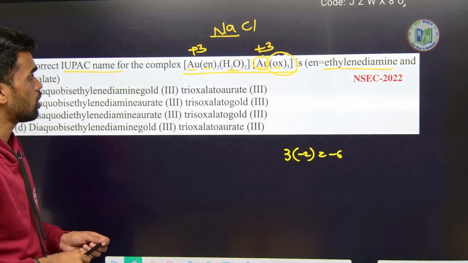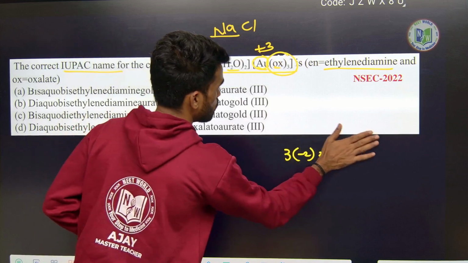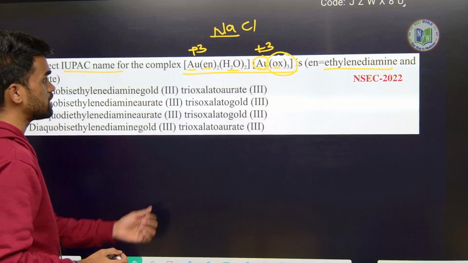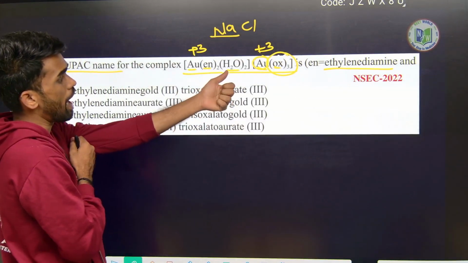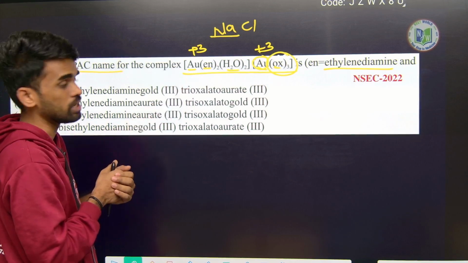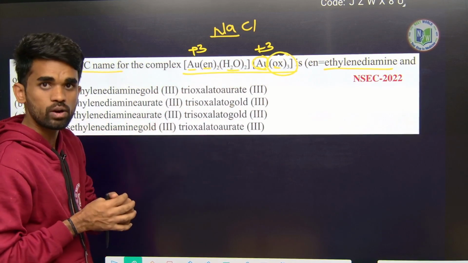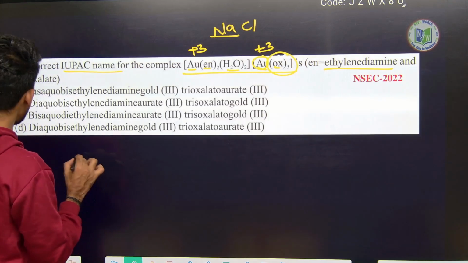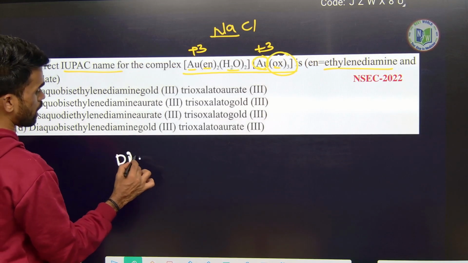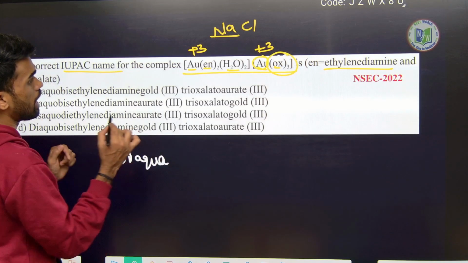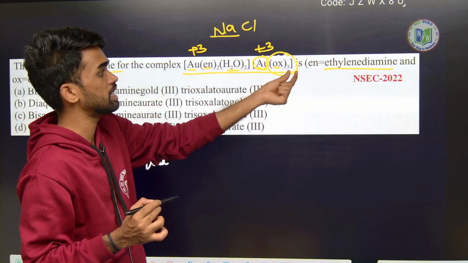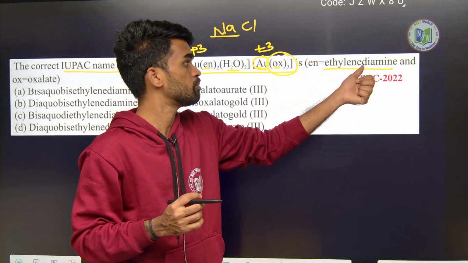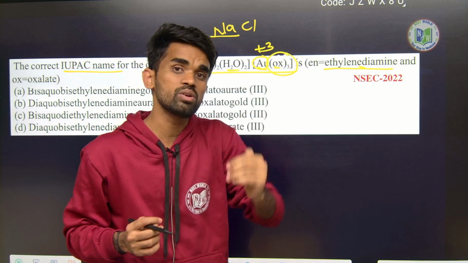Now write the name of the given compound. What is the name here? First write the name of the ligands. We have aqua molecules and ethylene diamine. Which comes first? Aqua. There are 2, so you can write diaqua. And after that ethylene diamine. Already di is used in the name itself, so now you can use bis.